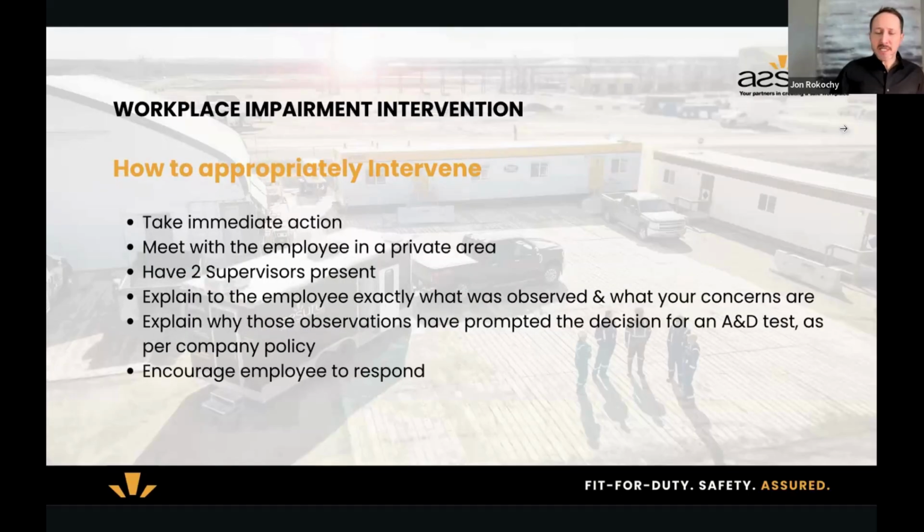So some important things to consider on how to appropriately intervene. One of the first things is you are going to take immediate action. If you get a report that somebody on site is unfit because of potential substance use, you're immediately going to drop what you're doing and take action on that. You're going to go and find that person. You're going to meet with them in a private area. It's always advised to have two supervisors present for two reasons.